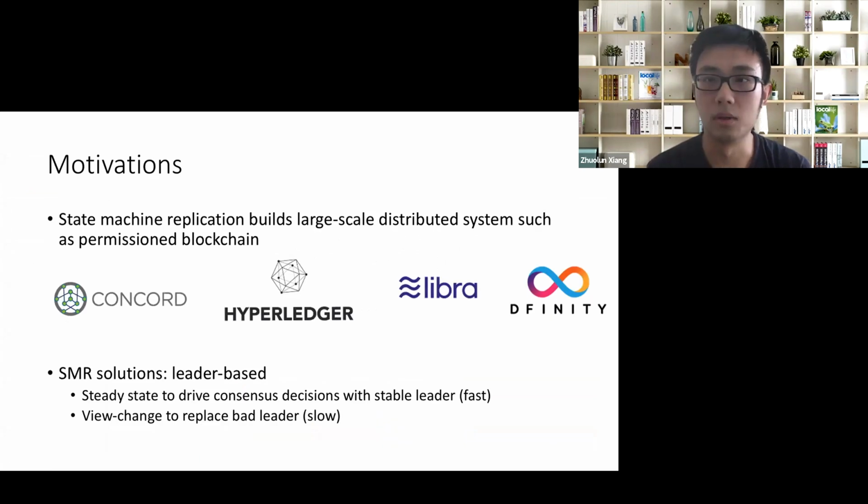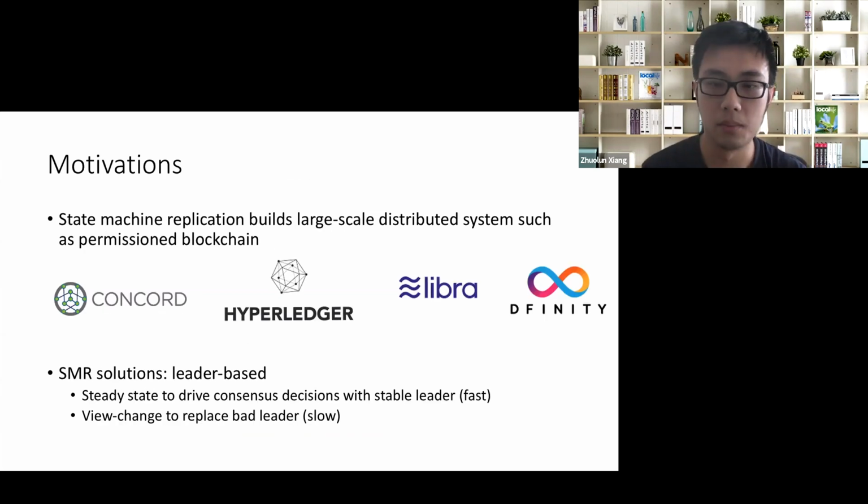So our work is motivated by permissioned blockchain systems, where state machine replication protocols are essential building blocks. Previous speakers already did a great job in introducing SMR. So here I just want to mention that most of the SMR solutions are leader-based. So they can drive consensus decisions very fast under a good leader. But when the leader is malicious and not following the protocol, a view change will be triggered to replace the leader. And the view change is usually costly and slow.